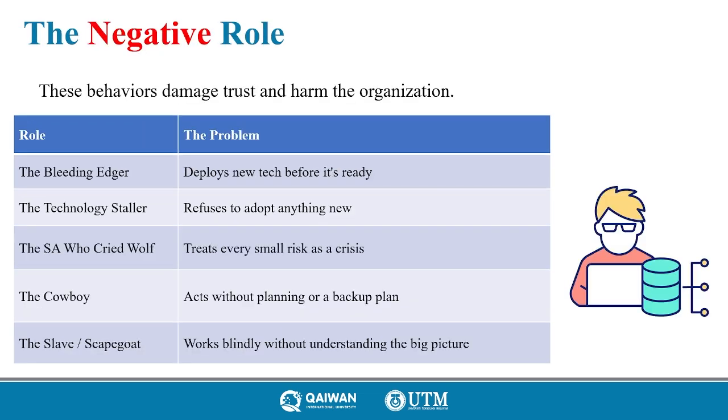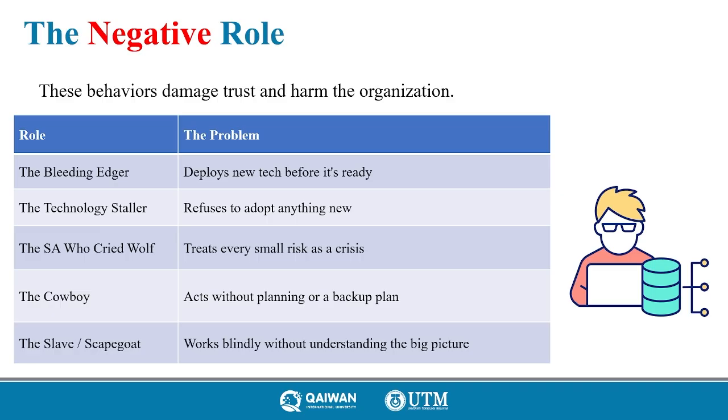Now, it is correct that we will have negative roles. However, we will expose you to these negative roles in order to make sure that you will not be on this team. These behaviors damage trust and harm the organization. Okay, the first role will be the bleeding edger. The problem would be if you are a person who deploys new tech before it's ready; you will be called the bleeding edger.